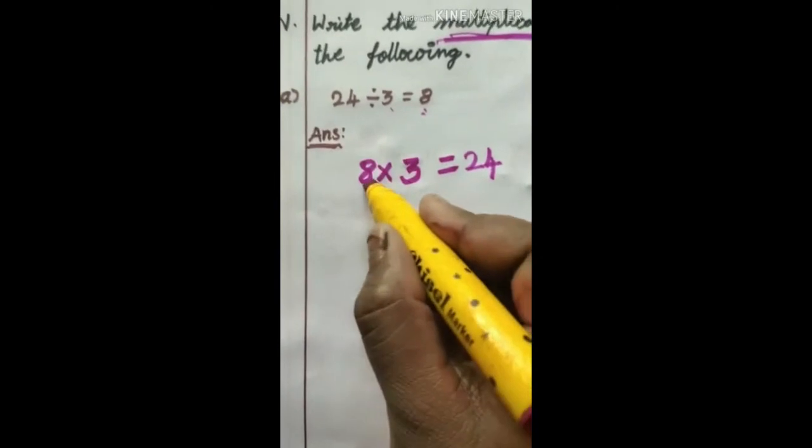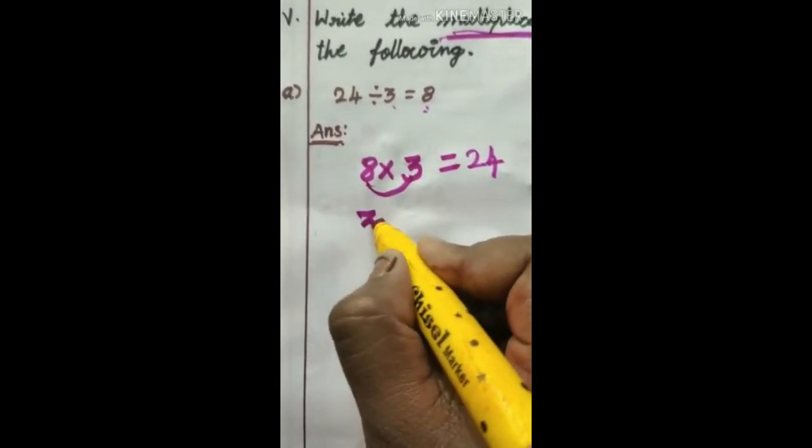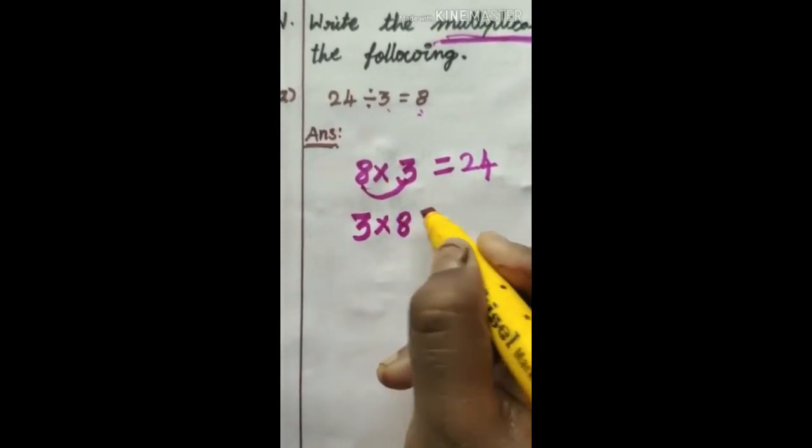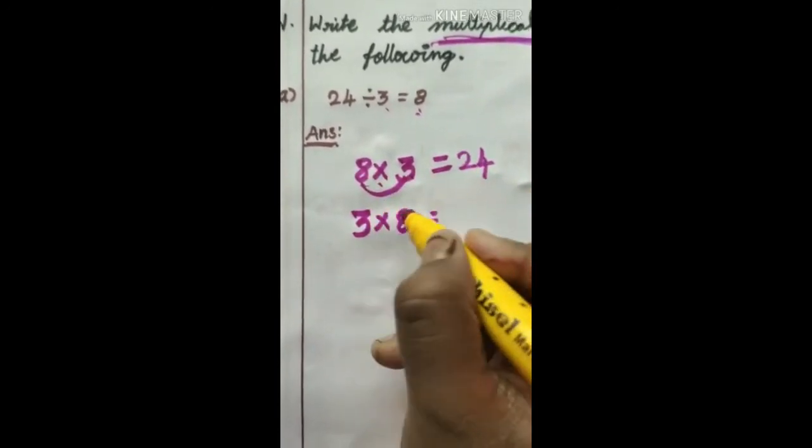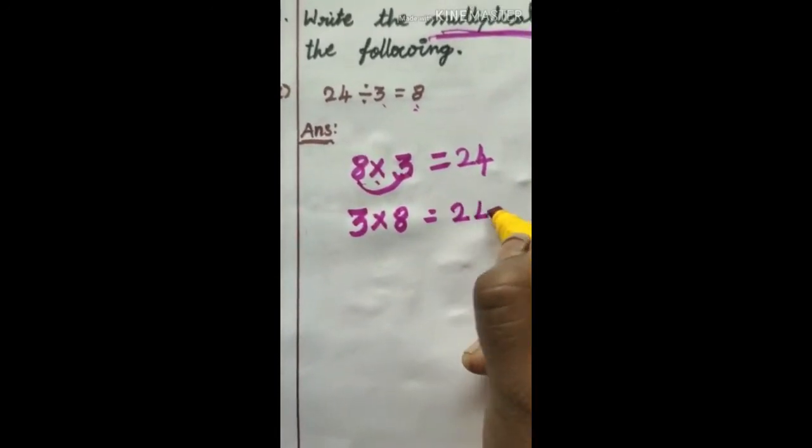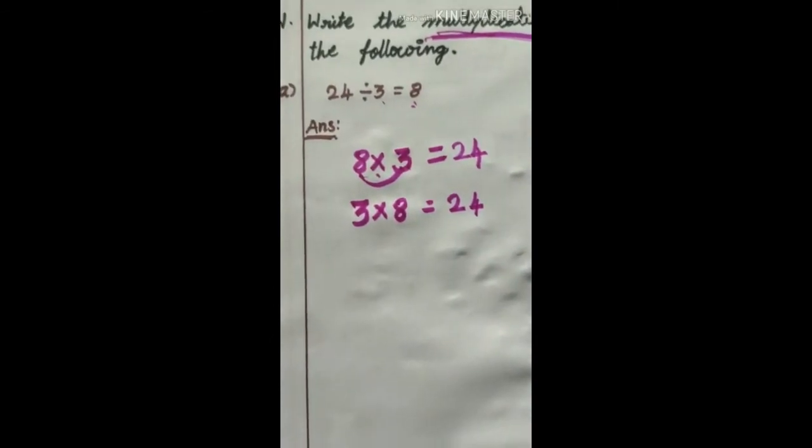Next we change the numbers here. 3 8s are 24. 8 3s are also 24. I hope the sum is clear.